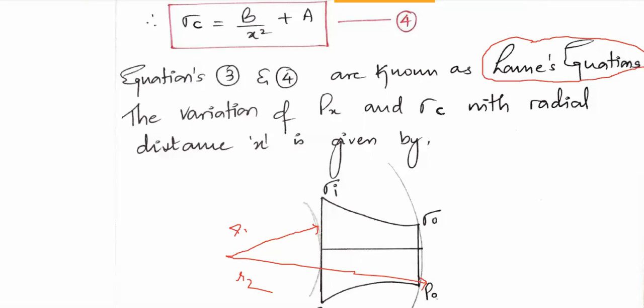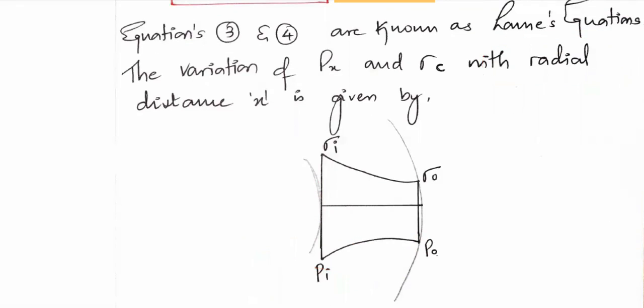So that is what I have shown. The variation of stresses is shown to us. This is sigma I, the circumferential stress at the inner fiber. Sigma O is the circumferential stress at the outer fiber. Pi is the internal pressure on the inner side, and Po is the pressure acting on the outer fiber or the outer side of the cylinder. So this is the variation of the circumferential stress and the radial pressure along the thickness of the cylinder.